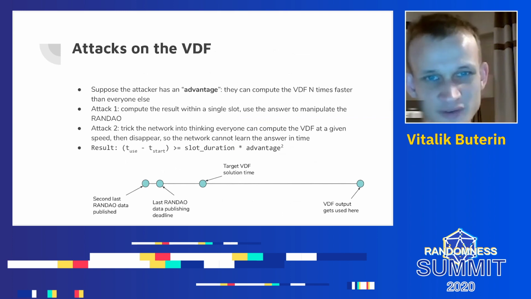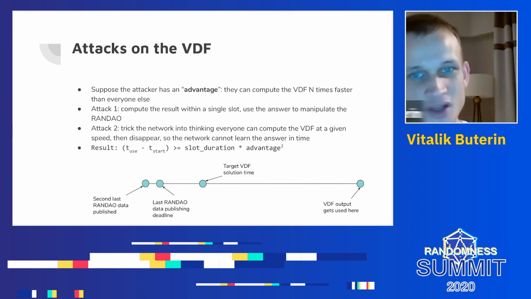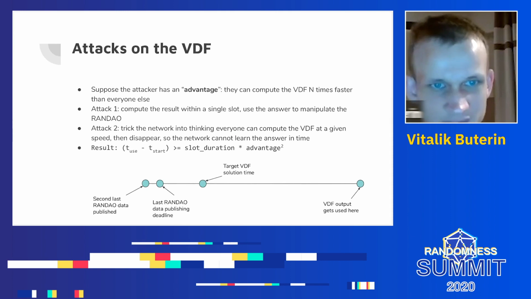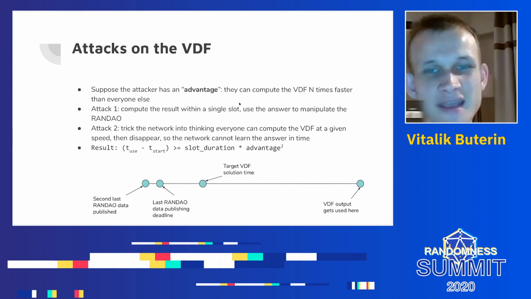So n could be, I know people have different opinions. Some say 1.1, some say 4, some say 30, some say like 100. In the Ethereum team, we're definitely on the conservative side. Now, there's two attacks that you can use if you have an advantage, right? One attack is you compute the results within a single slot and use that answer to manipulate the RANDAO, right?